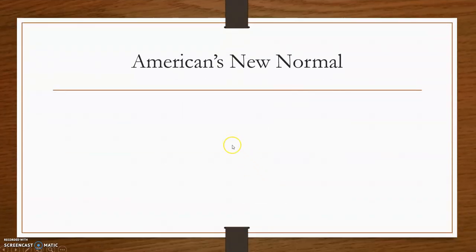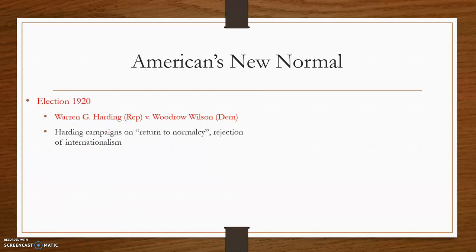Lastly, I want to talk about America's new normal. After World War One ended, Americans wanted to go back to normal. They're like, this has been crazy. We want to feel safe again. So in the election of 1920, this is the big ticket item. Are we going to go back to normal, or are we going to become a new player on the international stage in a more direct way?